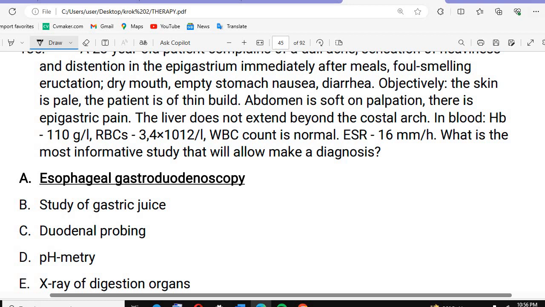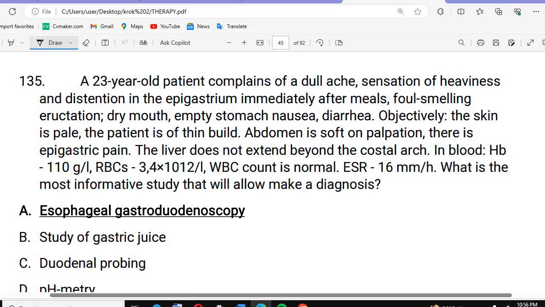Here what you will do: sensation of distension in the epigastrium immediately after the meals. So which ulcer is there? Pain in the epigastrium immediately after the meal. If you have read well, then definitely you can answer with just one line.